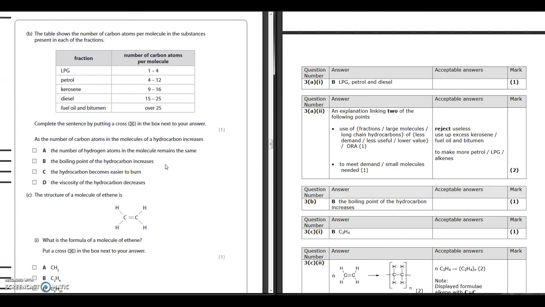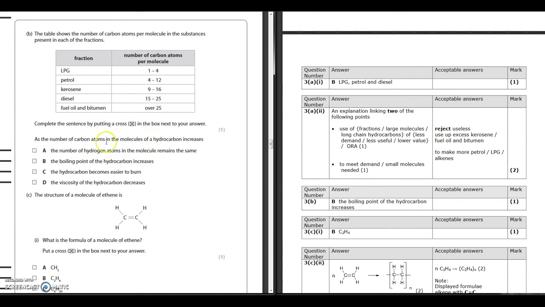For part B, we've got here the number of molecules increasing as we're going down the fractionating column, with bitumen at the bottom and the gases at the top. What conclusion can we get from that? Well, we can narrow it down a little bit. The number of hydrogen atoms in the molecules remains the same. That's the number of carbon.